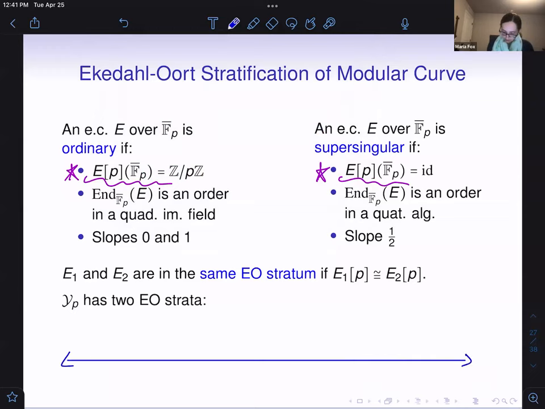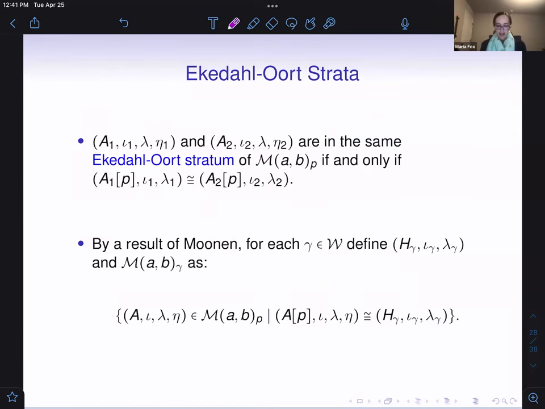So here's our modular curve again. For every point j, we have exactly one elliptic curve E_j, and it has two Ekedahl-Oort strata. As we saw before, there's a closed one, which consists of approximately p over 12 points, and the complement. Similarly, now on our unitary Shimura variety, our higher dimensional abelian varieties with action, we also have an Ekedahl-Oort stratification, defined similarly, based on the isomorphism class of the p-torsion.